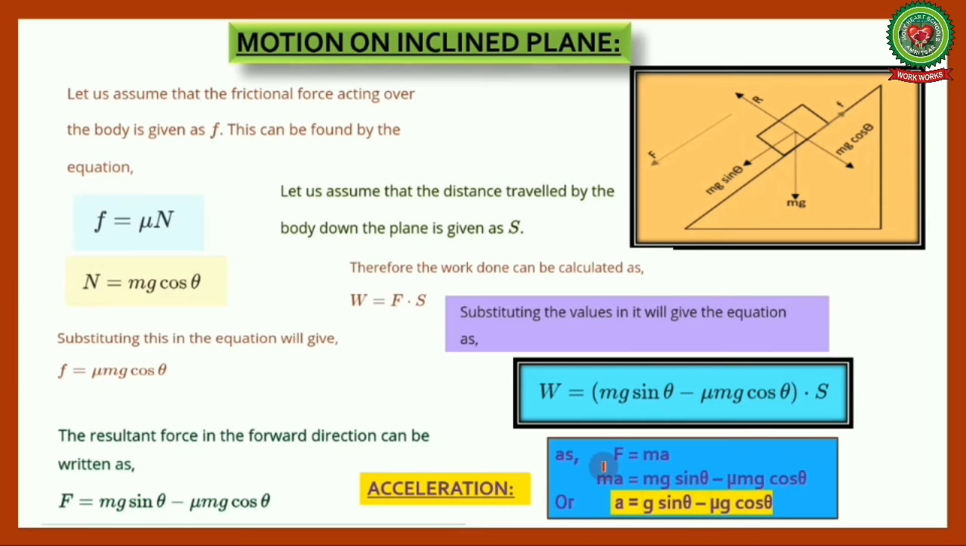We can also find the acceleration of the body. For that, we have to use the equation F = ma, and put this value of F in this equation. We'll get ma = mg sin θ − μmg cos θ, and this m is going to be cancelled, and we are left with a = g sin θ − μg cos θ, which is the required equation for the acceleration of the body.